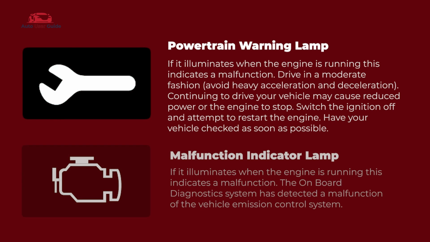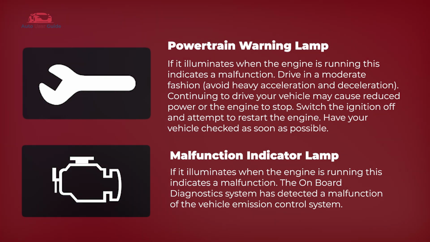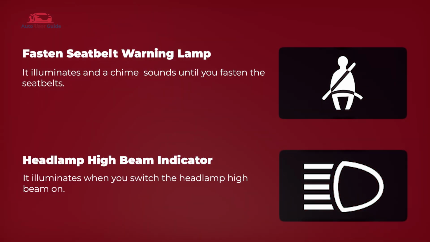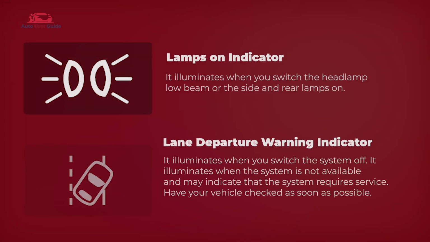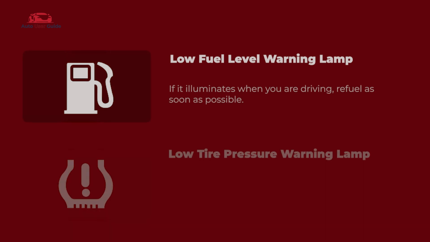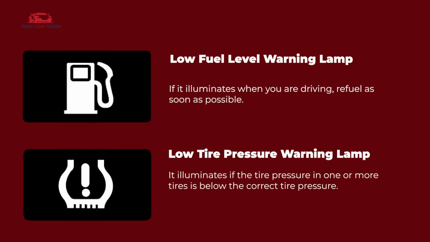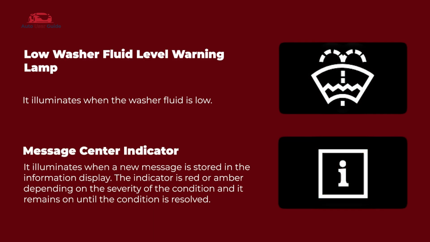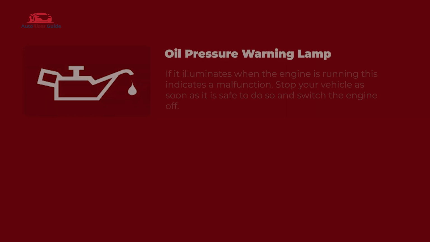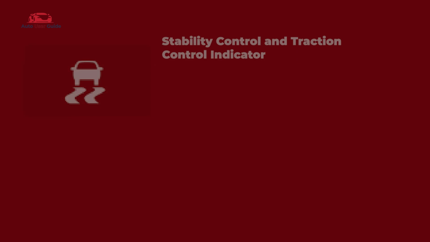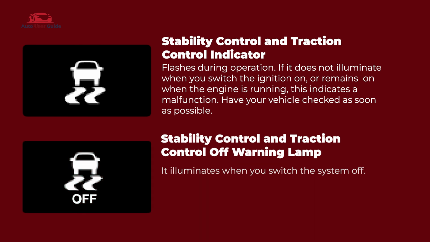Powertrain warning lamp, malfunction indicator lamp. Fasten seatbelt, headlamp, high beam. Lamps on indicator, lane departure, low fuel level, low tire pressure, low washer fluid level, message center indicator, oil pressure, tow haul, stability control and traction control, stability control and traction control off.